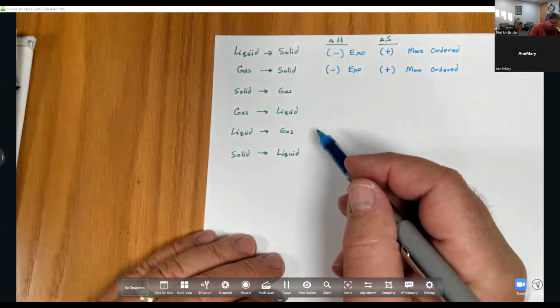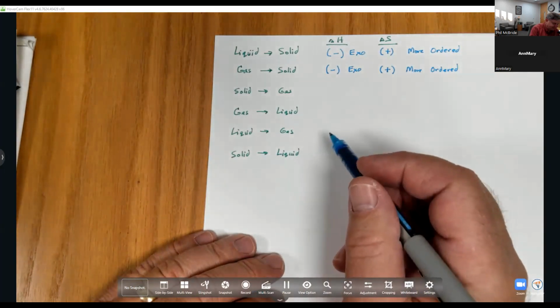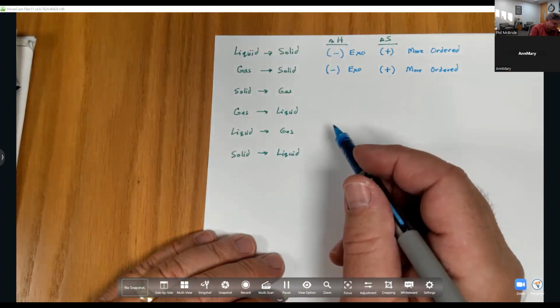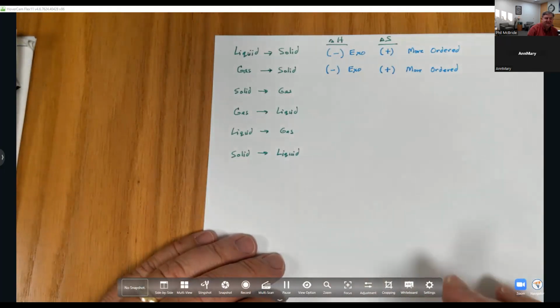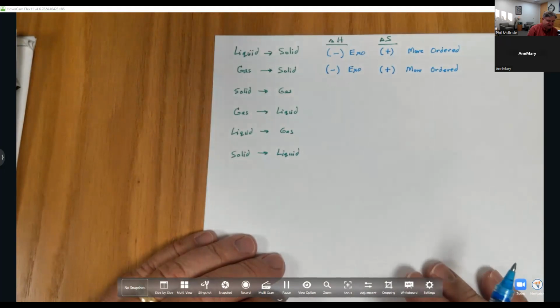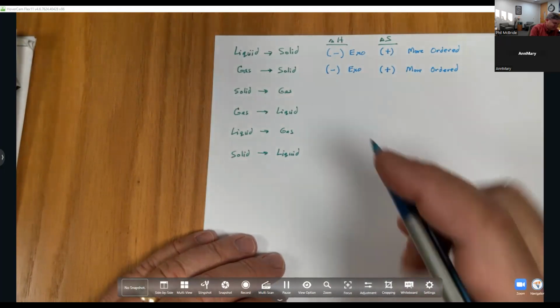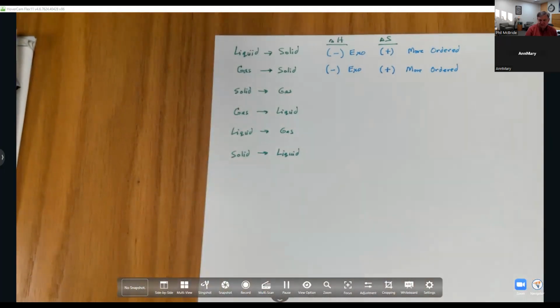Okay, how about a solid to a gas? So ice evaporating. Would it release energy? So for ice to melt, would it gain or lose energy? Lose. All right. So think of an ice cube. If it loses energy, it's going to get colder. If it gains heat, it's going to get warmer. Or think of yourself. If you gain heat from a fire, you get warmer. If you lose heat, then you get colder.